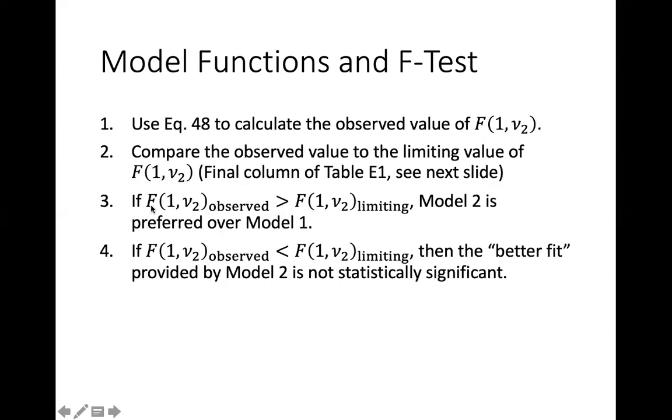But if the observed value of F, which comes from your data, is greater than the limiting value of F, which is from the table, then model 2 is preferred over model 1. However, if the observed F value is less than the limiting F value, then the better fit that's provided by model 2 is not actually statistically significant. You're just basically fitting the noise instead of fitting the actual information that's contained in the data.